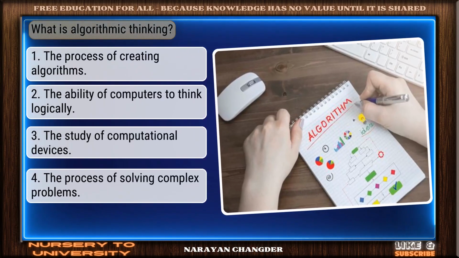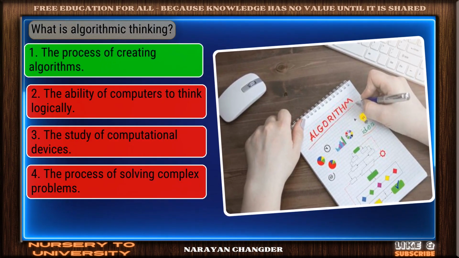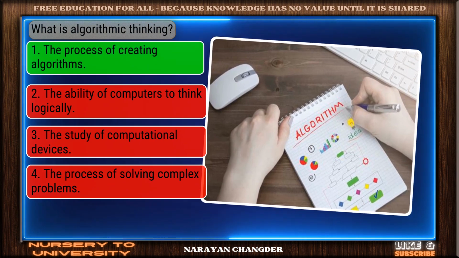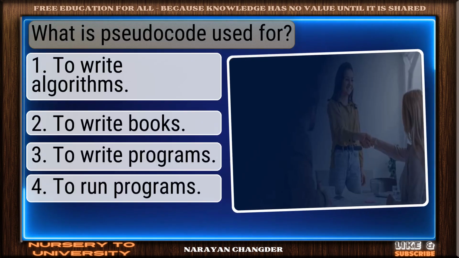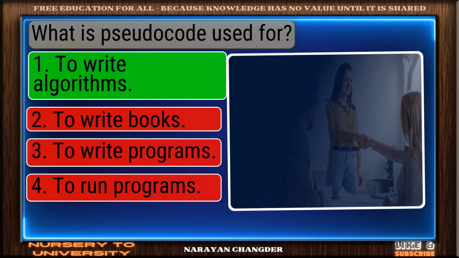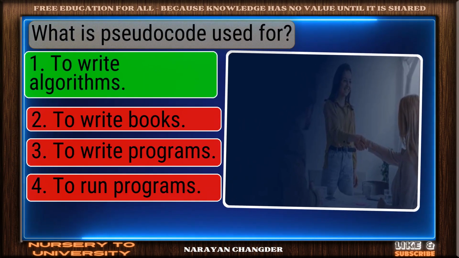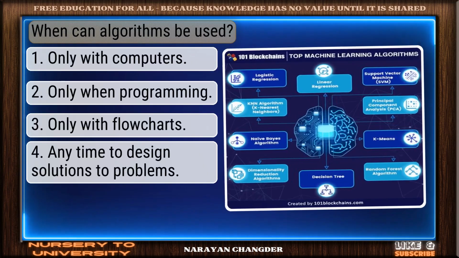What is algorithmic thinking? Strong choice. The process of creating algorithms is the right answer. What is pseudocode used for? Well reasoned. To write algorithms is the correct choice.